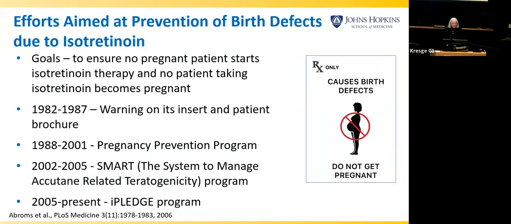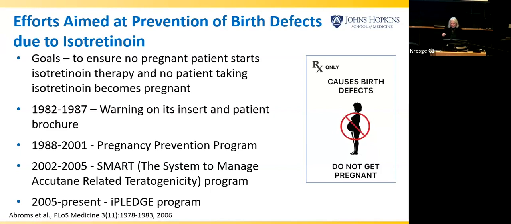So what's happened? We've talked about isotretinoin, and I was asked to talk a little bit more about that. What have been the efforts? Once you know something is a teratogen, how do you keep women from being exposed to it? With isotretinoin and with other teratogens, the goal is to ensure that if somebody's pregnant, they don't start on that medication, and if someone's taking it, they don't get pregnant. Of course, we know that 50% of pregnancies are unplanned. So that's going to be a challenge, right?